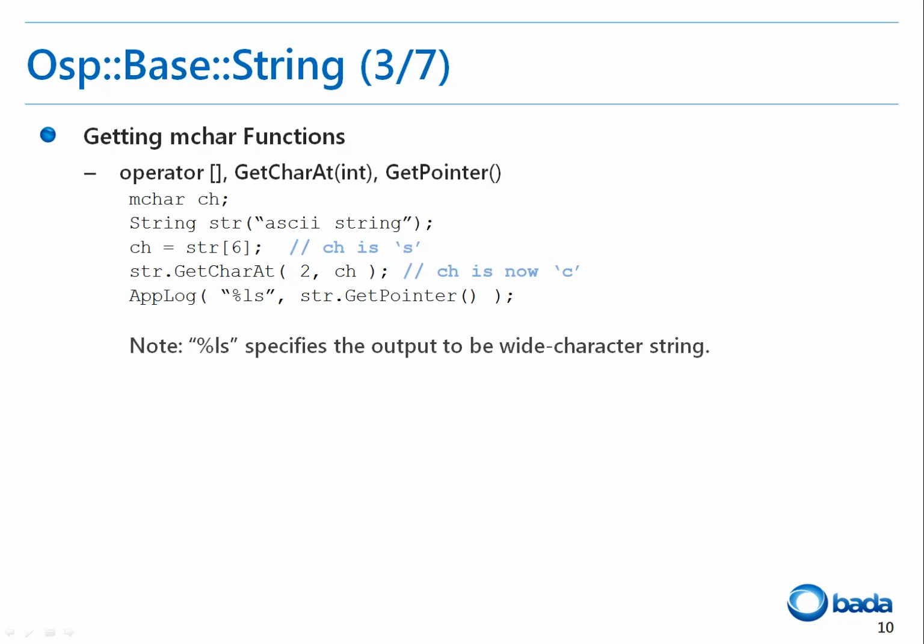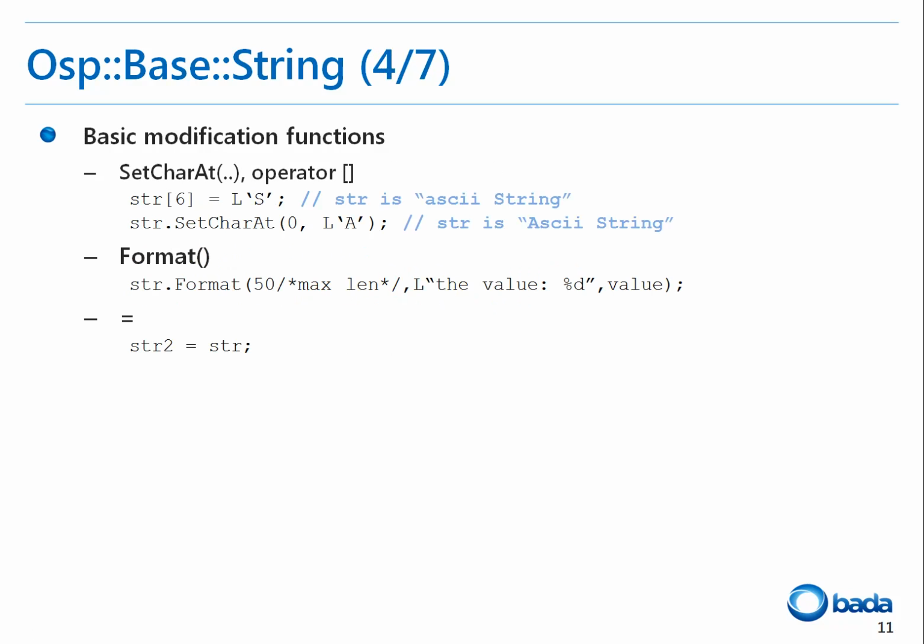The getPointer function is used to acquire the mchar pointer to the string. To change a character in a string, you can use setChar@at or the bracket operator. In addition, the format function is provided that corresponds to the sprintf function in the conventional C language. The first parameter specifies the maximum length of the string. The other parameters are the same as those of the sprintf function.